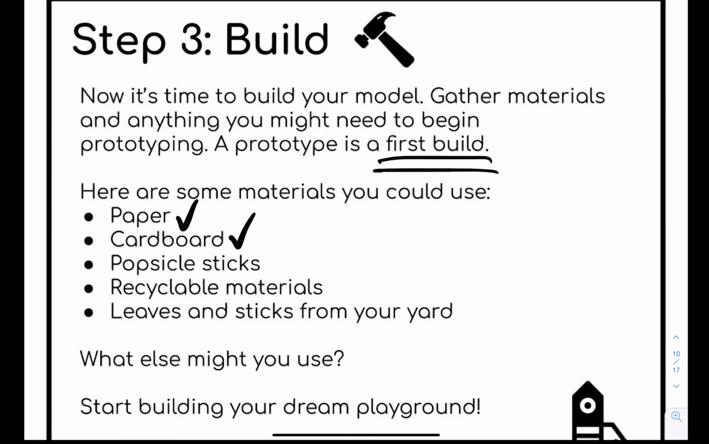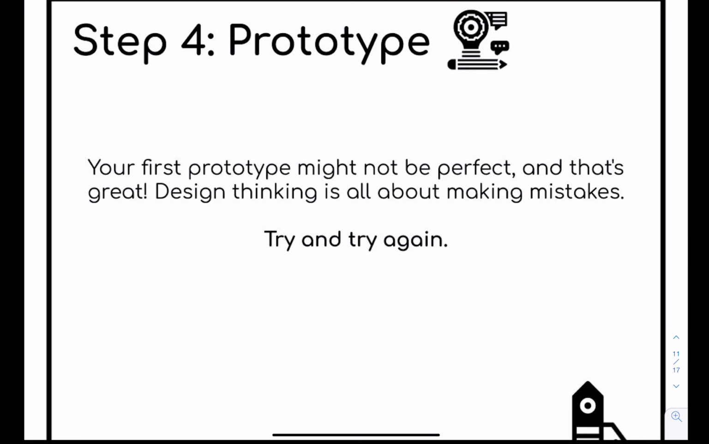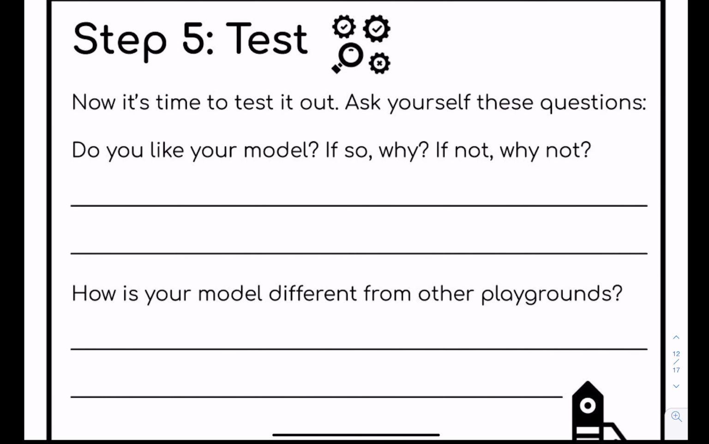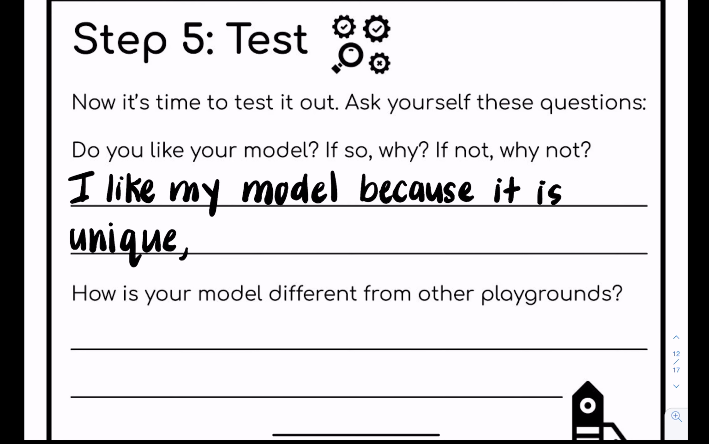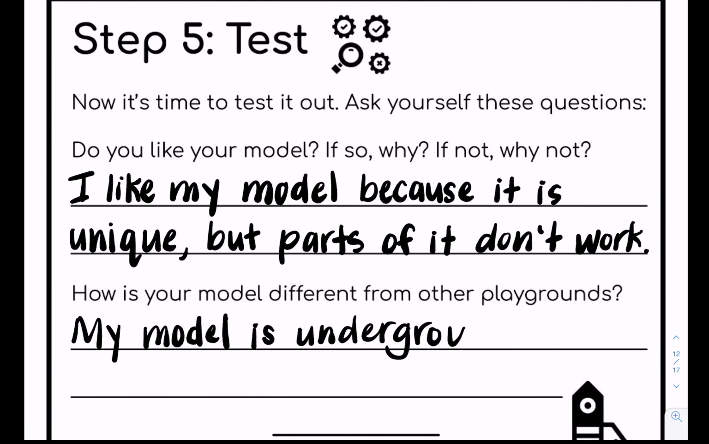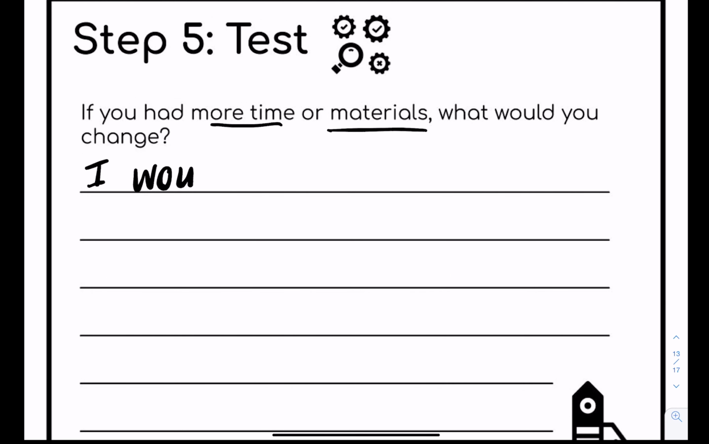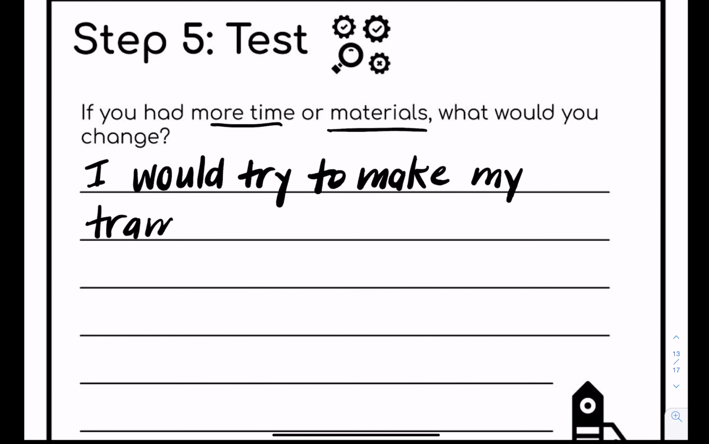Now it's time to build your model. A prototype is a first build. What materials might you use? Your first prototype might not be perfect, and that's okay. Design thinking is all about making mistakes. Do you like your model? If so, why? If not, why not? How is your model different from other playgrounds? If you had more time or more materials, what would you change?